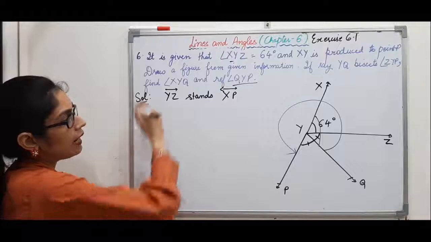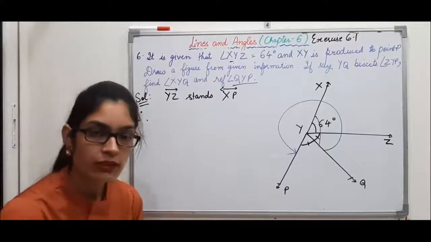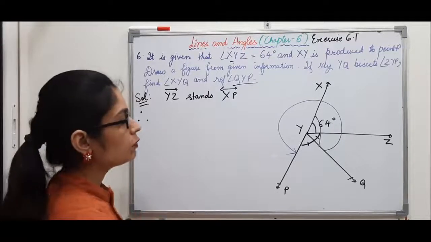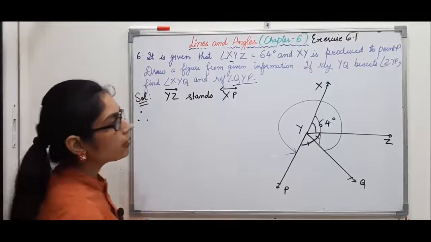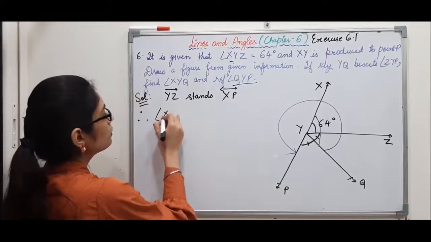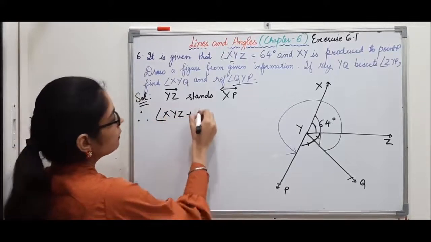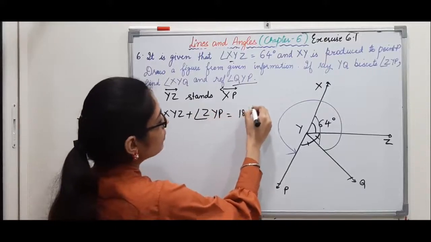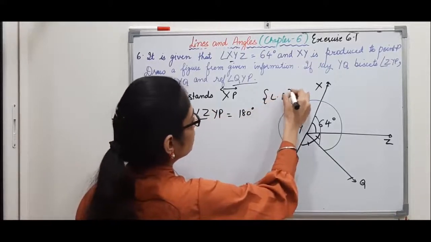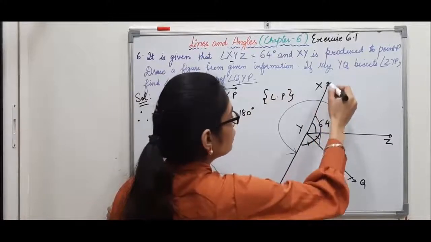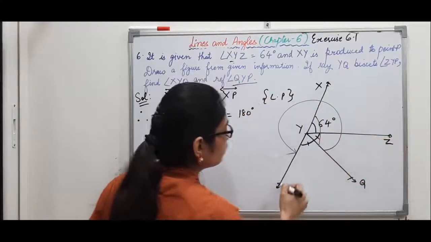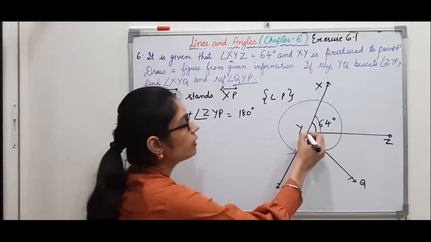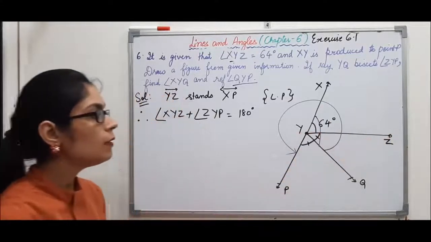So if a ray stands on any line, the sum of the adjacent angles is equal to 180 degrees according to the linear pair axiom. So let's write down the adjacent angles now. One is angle XYZ, the other one is angle ZYP. It's equal to 180 degrees. Reason we can mention: linear pair axiom. See this angle and this one, these two angles are adjacent angles, they are sharing a common vertex and a common arm YZ.